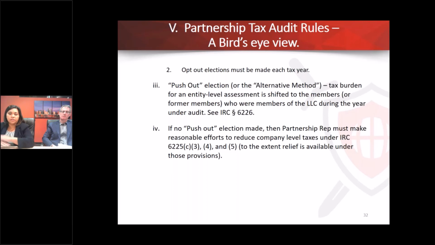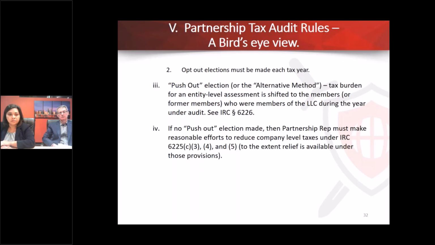If you're not able to opt out and you're stuck and you're audited and there's a deficiency assessed against the partnership, you could make a push-out election. So the code allows the LLC to elect to push the tax liability out to the members who were members of the LLC during the year that's being audited. Again, these rules are very technical, and there are a lot of requirements that you have to make a valid election, but the regs would be the source of that information.